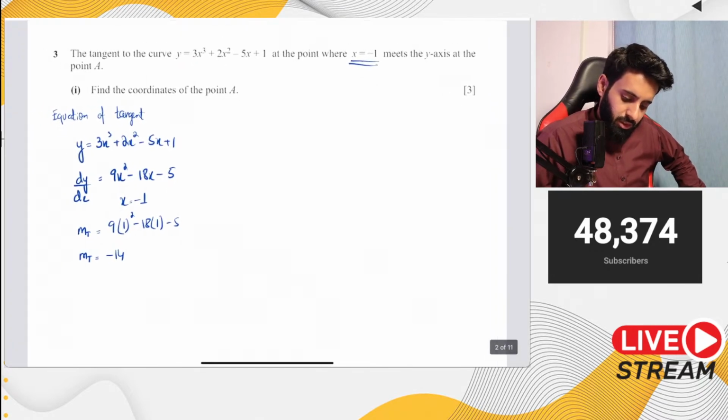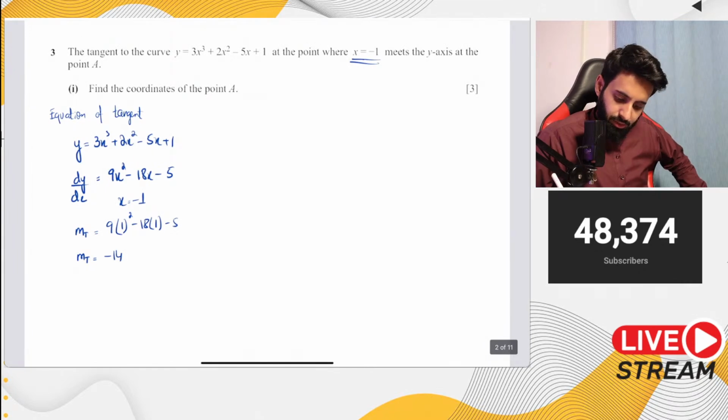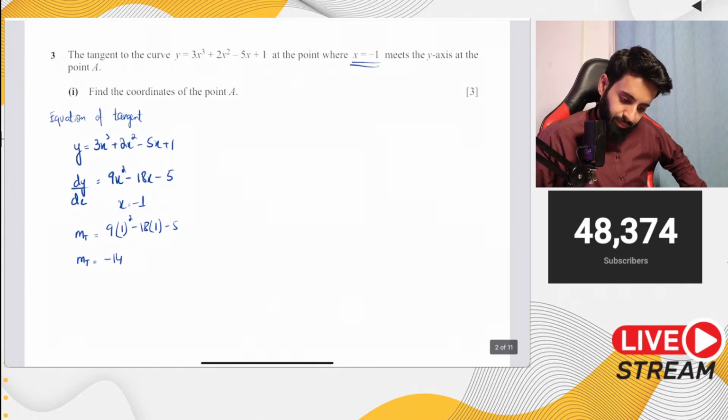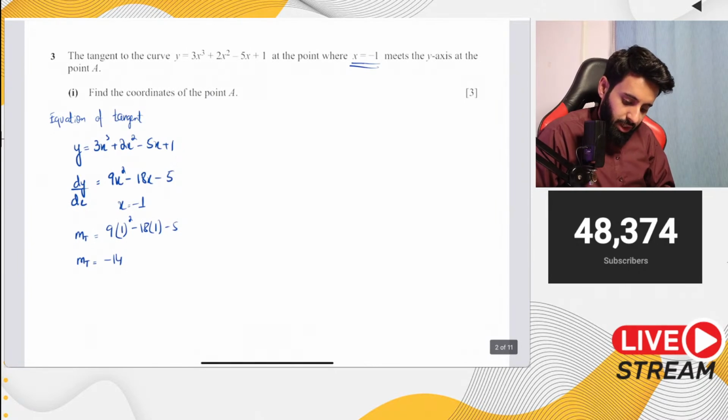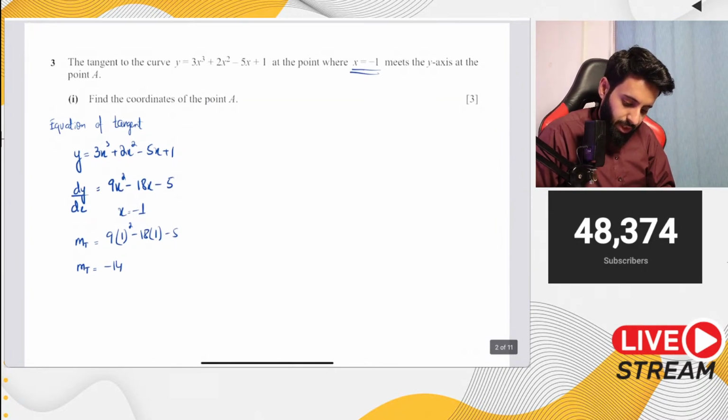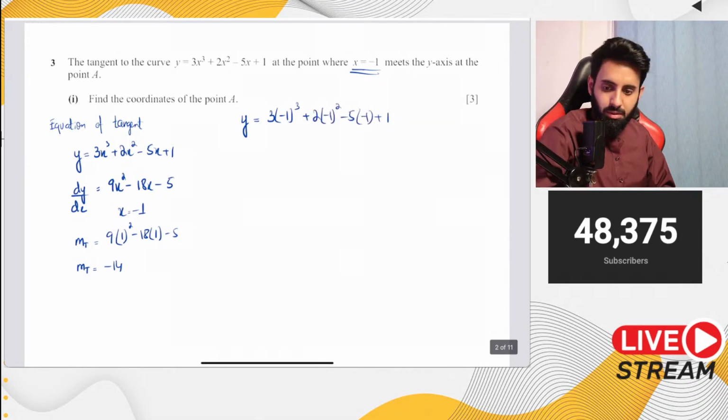Okay, so if the gradient is minus 14, we have the x coordinate. Now let's find out the y coordinate. How do we find out the y coordinate? We can find out the y coordinate by simply plugging in minus 1 in the equation of the curve. So 3 into minus 1 cubed plus 2 into minus 1 squared minus 5 into minus 1 plus 1. Okay, so let's find out.